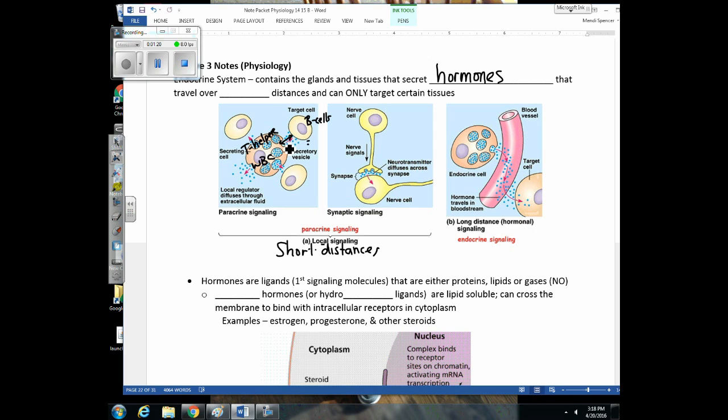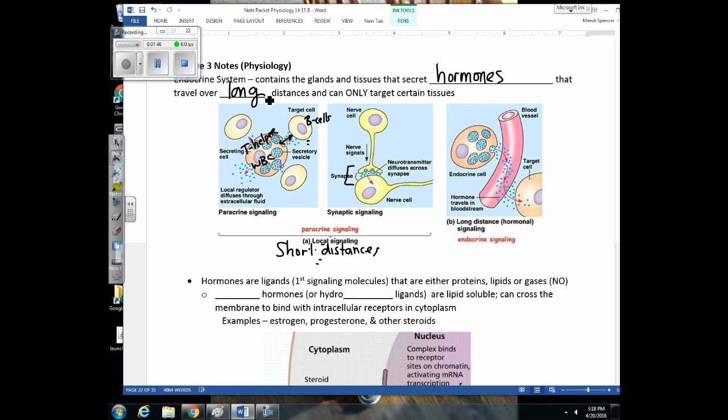We just talked about transmitting of signals between neural cells, from neuron to neuron, or from neuron to a muscle cell. Those signaling molecules, those neurotransmitters, they have to cross the synapse. Again, this is signaling over short distances. When we're talking about the endocrine system, we're talking about signaling molecules, ligands, hormones traveling over long distances.